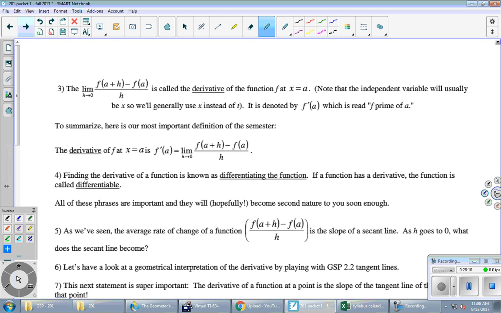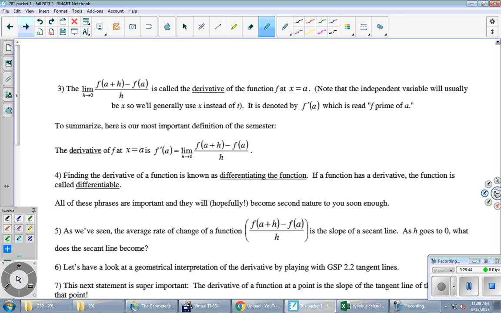Okay, and this thing, which we just wrote on the previous page, is our difference quotient with that limit in the front. It is called the derivative of the function f at x equals a. Note that the independent variable will usually be x, so we'll probably just use x instead of t. It doesn't much matter; it depends on the context of the problem. And that calculation with the limit and the difference quotient is denoted f apostrophe of a. That little apostrophe is read as prime: f prime of a.